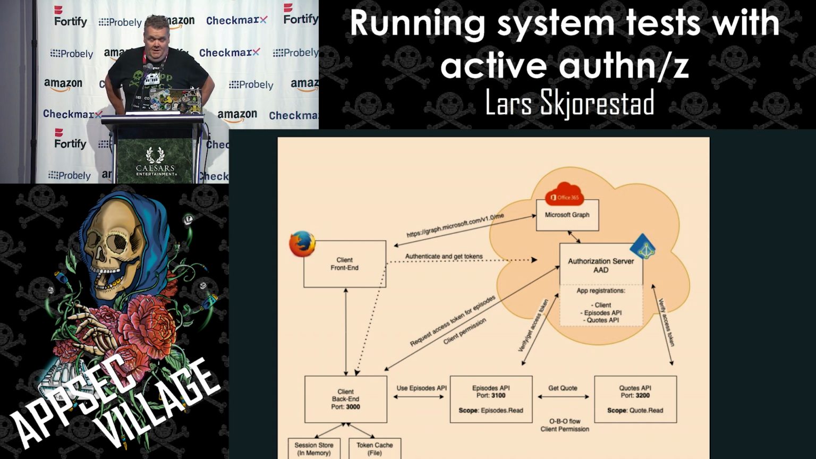When that is done, the episodes API will, on behalf of the logged in user, request another access token from Azure AD to request quotes. And if all that stuff is okay, the tokens are validated and so on, all that information is sent back to the client and put into the front end.